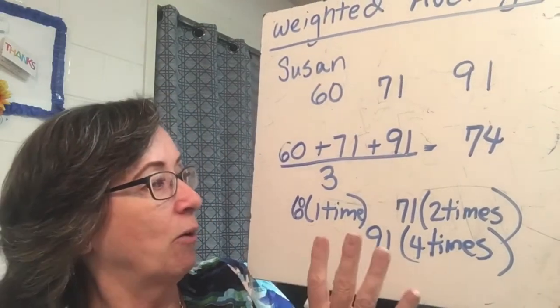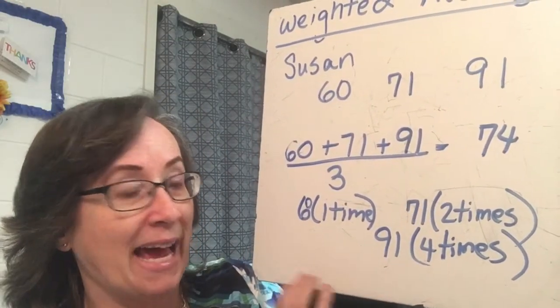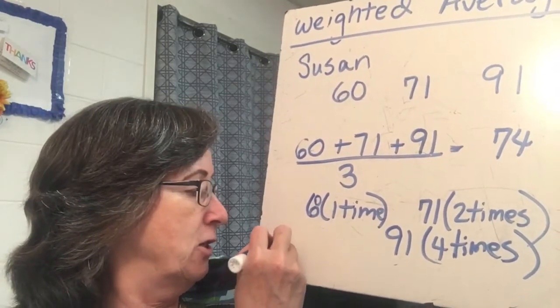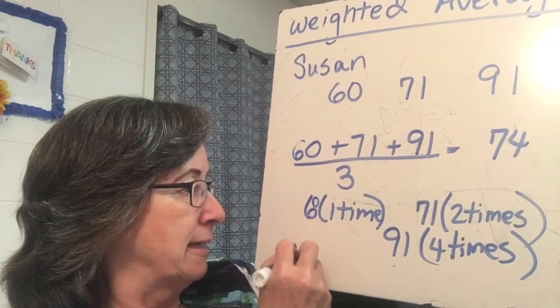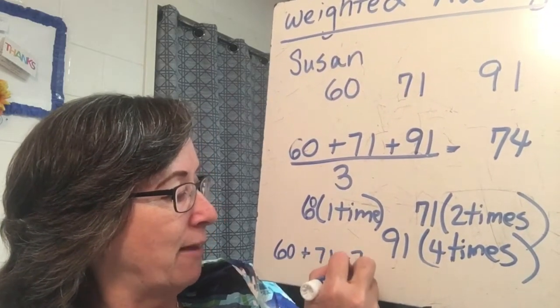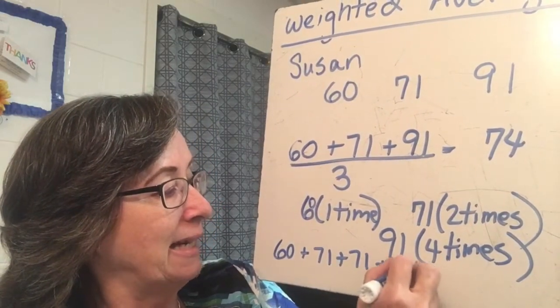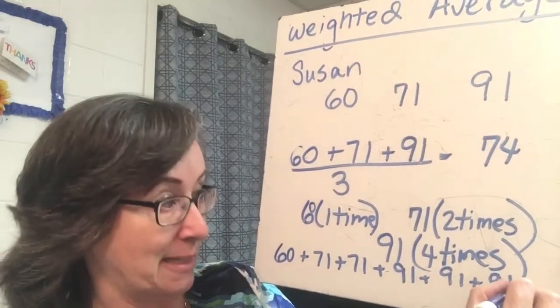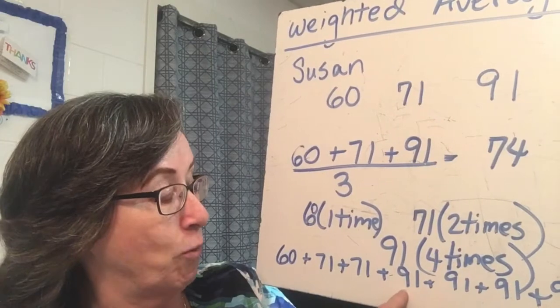All right, so when you go about adding those, the teacher did this the second time: 60 plus 71 plus 71 plus 91 plus 91 plus 91 plus 91, because that went in 4 times.